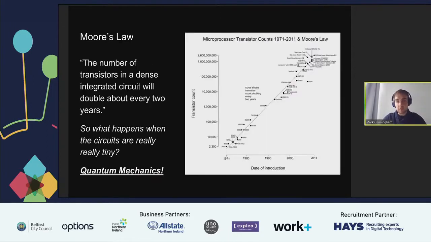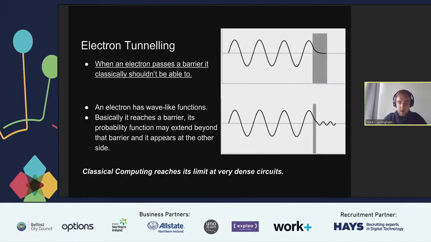Moore's law states that the number of transistors in a dense integrated circuit will double about every 2 years. And we have kept on track with that up until the last few years. So this begs the question: what happens when circuits start to get really, really tiny, so that the laws of classical mechanics start to break down and the ugly world of quantum physics starts to come into effect? And how can we use that to our advantage?